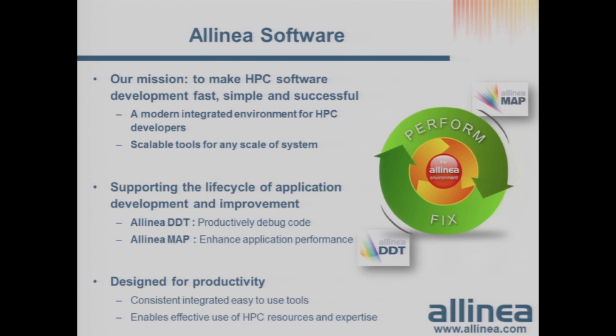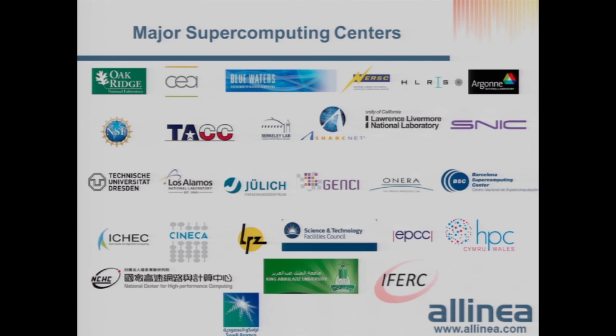DDT is the debugger, and MAP is a profiling tool, and put the two together and you have a nice integrated way of developing and improving the code that you use in HPC. In terms of where you might come across our products, if you use any of the other major national sites, then you probably see at least DDT on there. Allinea MAP is actually quite new. We only released it about 4 months ago, but it's already in a number of the labs.